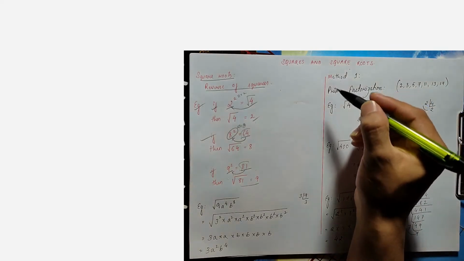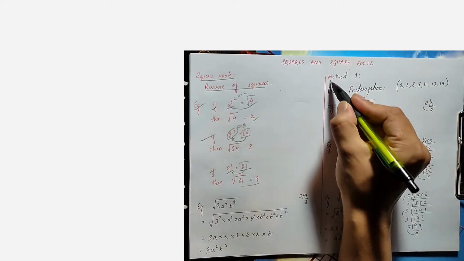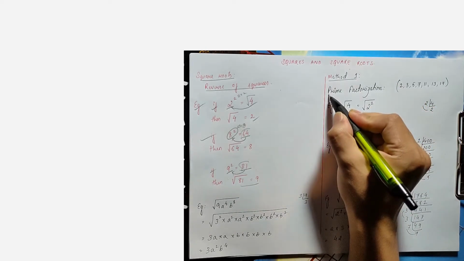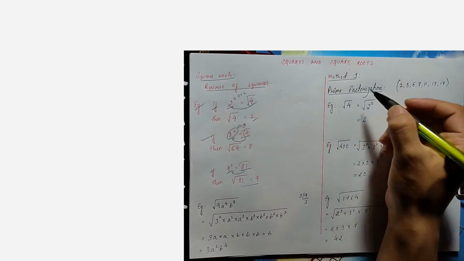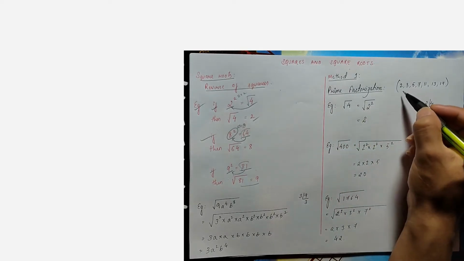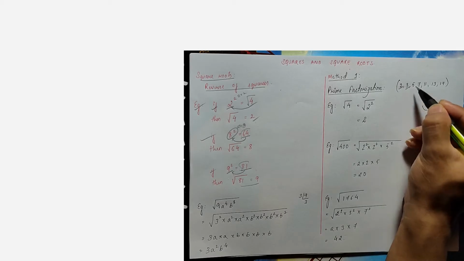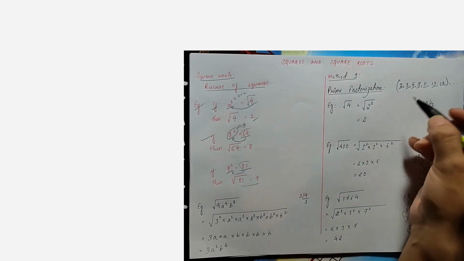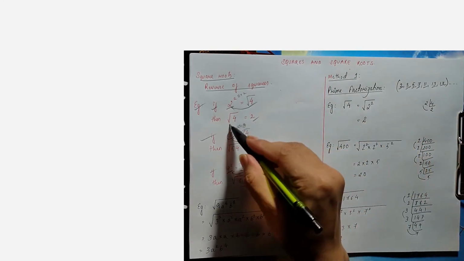So now that we have understood what square root is, let us discuss the first method to find the square root. The first method is prime factorization. Before we move to prime factorization, we must know which are the prime numbers. The prime numbers are 2, 3, 5, 7, 11, 13, 17 and so on. So let's do the first question.